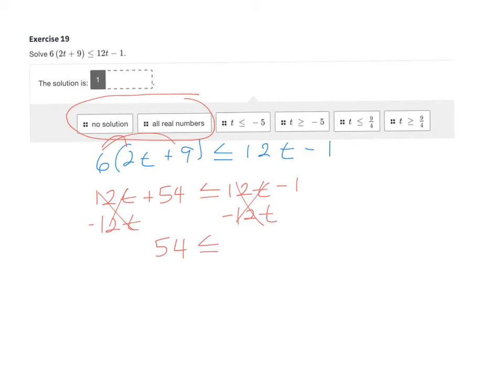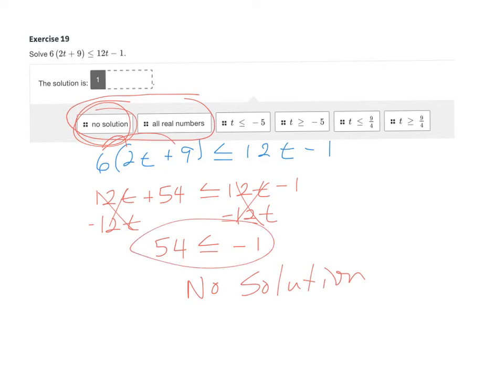54 is less than or equal to negative 1. Is 54 less than negative 1? The answer is no. So it is no solution. So basically, if it gives you a statement that's wrong, it's no solution. If it's something that's true, it's going to be all real numbers.